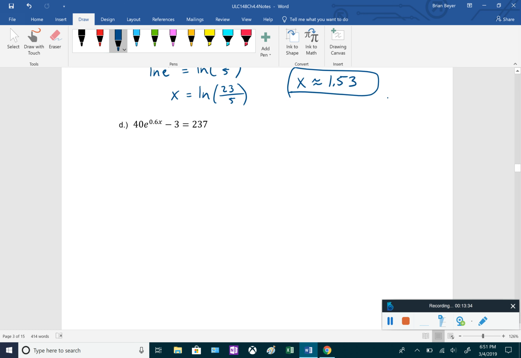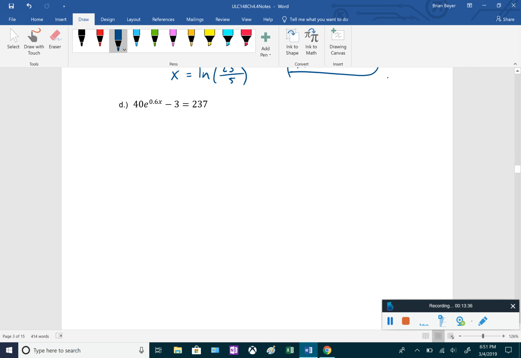Okay, next one, we have 40e to the 0.6x minus 3 equals 237. So we have to isolate the exponential here, which is e to the 0.6x. So we have to add 3 to both sides. So we get this. And then we have to divide both sides by 40, which gives us e to the 0.6x equals 6.